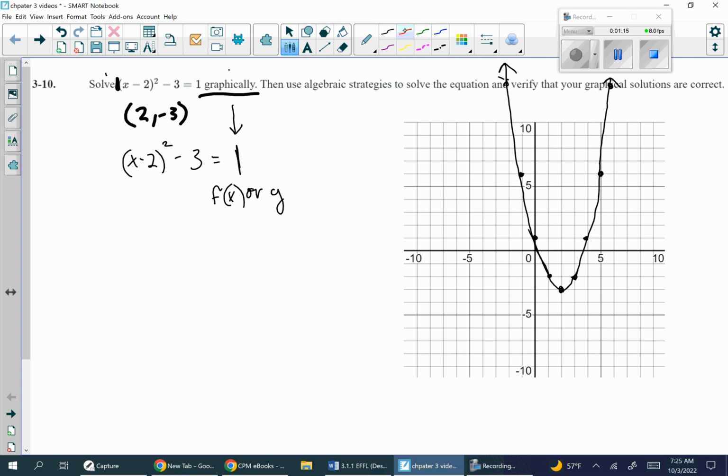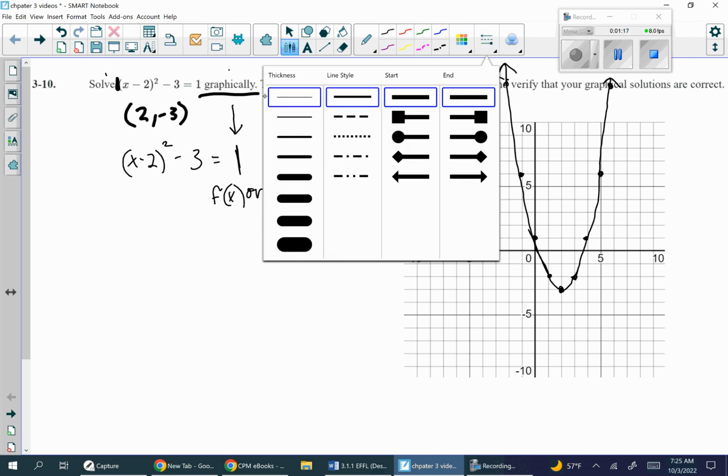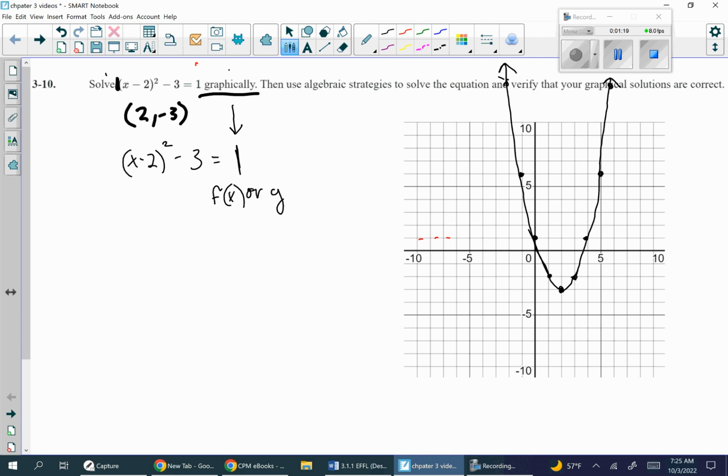So let's actually take a look at where the y value is 1, and that's this little spot right here. And there are actually 2 locations on the parabola where our y is 1. So we can actually solve this equation, and the x value is then 0, and the x value is 4.